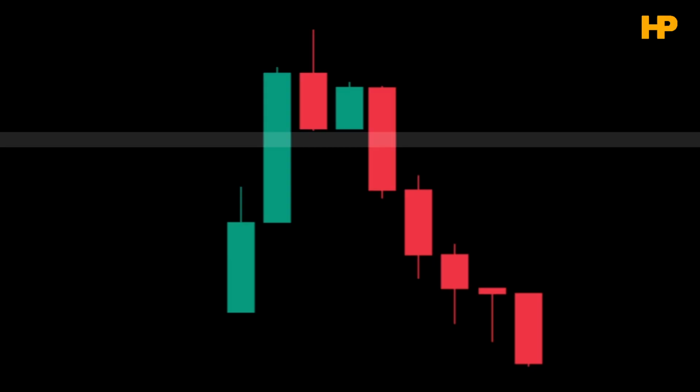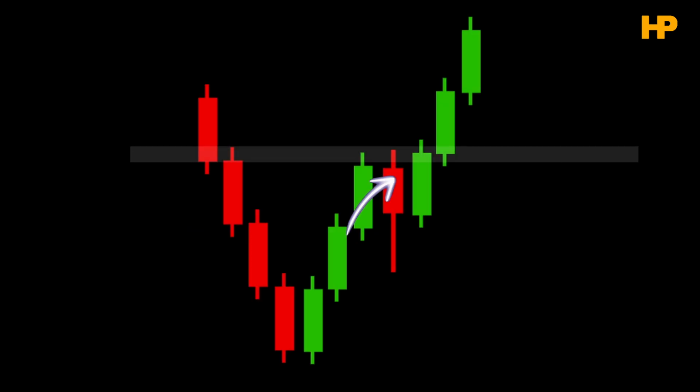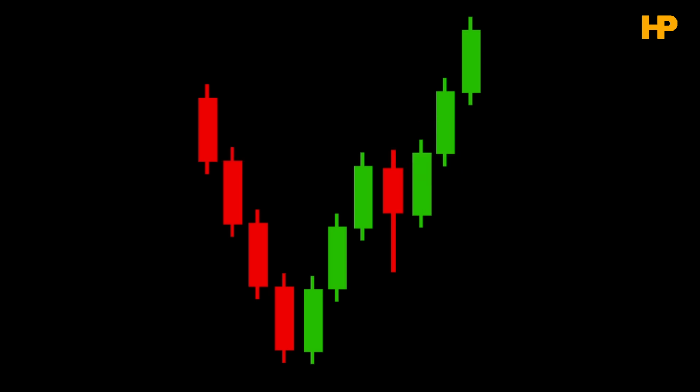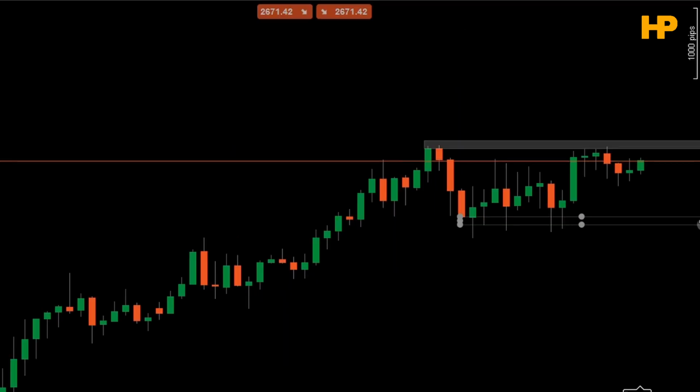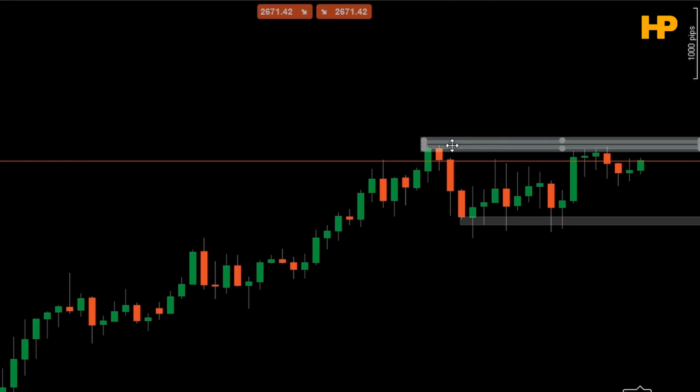Flip patterns, my personal favorite. Demand to supply flip. In an uptrend, the price fails to make higher highs, taps a demand zone, and breaks below it with selling pressure. The broken demand zone becomes a supply zone, short when the price revisits. Supply to demand flip. In a downtrend, the price breaks a supply zone upward, turning it into a demand zone. Buy when the price returns to test it. These patterns help you align with institutional moves. At Hope Pips, we'll dive deeper into flip patterns in future videos, but for now, practice spotting these on your charts to build confidence.